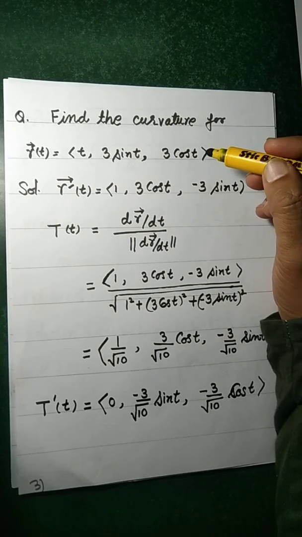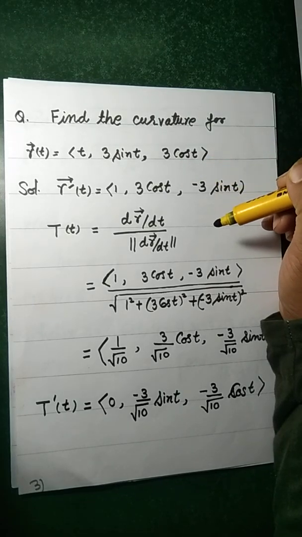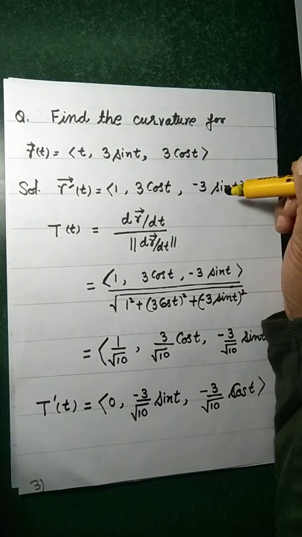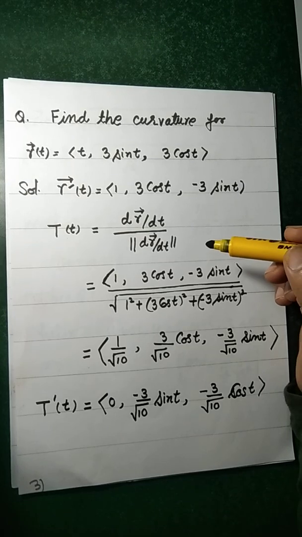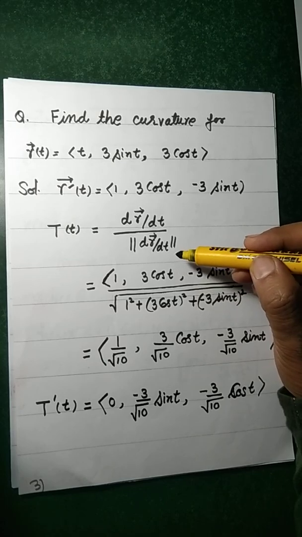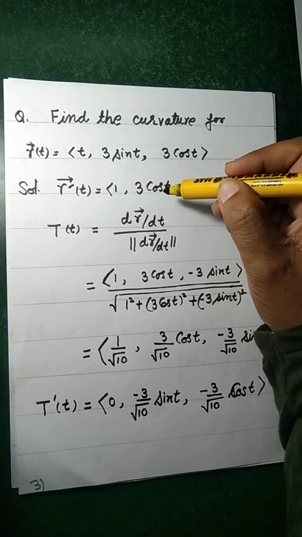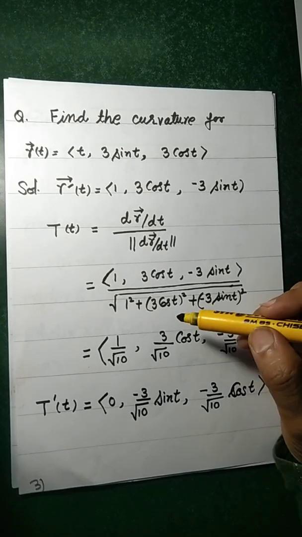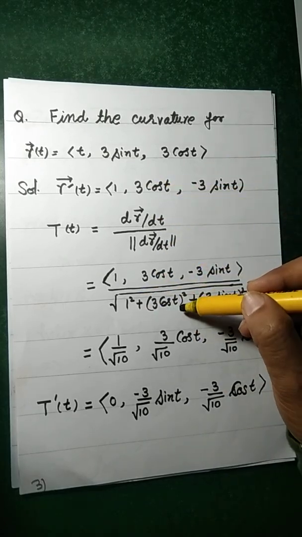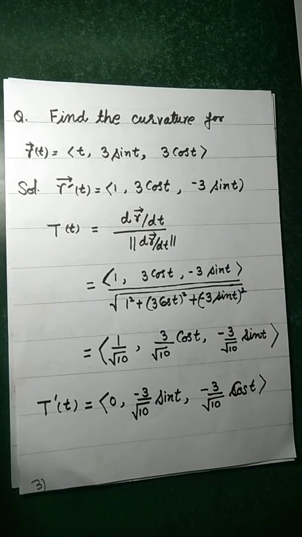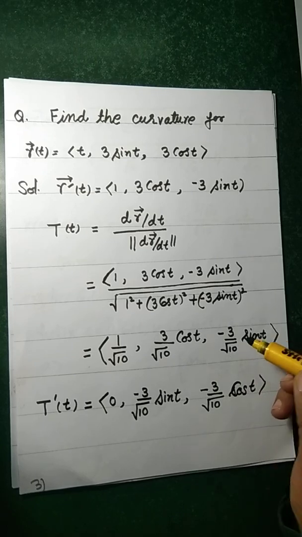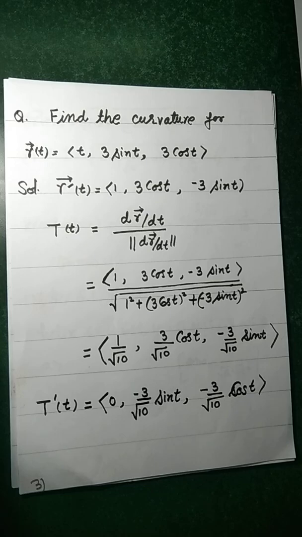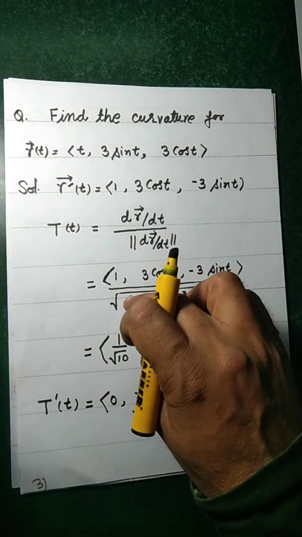Find the curvature for position vector r equals t, 3 sin t and 3 cos t. Here t is the parameter, we differentiate with respect to t, and we obtain this one. Tangent vector T is dr/dt upon the magnitude of dr/dt. So r dash is 1, 3 cos t, minus 3 sin t. We are using bracket form here, or we can write in unit vector form also. The magnitude is root of 1 square plus 3 cos t whole square, and similarly this one. After simplification we obtain 1 upon root 10, 3 upon root 10 cos t, minus 3 upon root 10 sin t, because 3 square is 9, so 9 plus 1 is 10, under root 10.